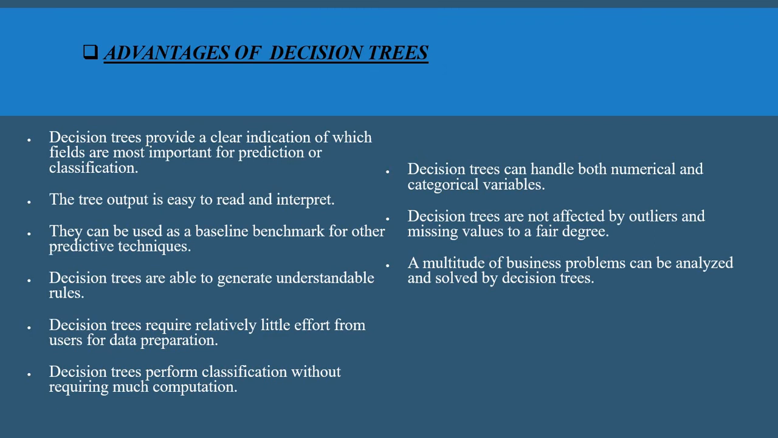Let us see the advantages of decision trees. Decision trees provide a clear indication of which fields are most important for prediction or classification. A tree output is easy to read and interpret. They can be used as a baseline benchmark for other predictive techniques. We can always refer to the actions and conditions in the decision tree in order to carry out other techniques such as decision tables. Decision trees are able to generate understandable rules. They require relatively little effort from users for data preparation.